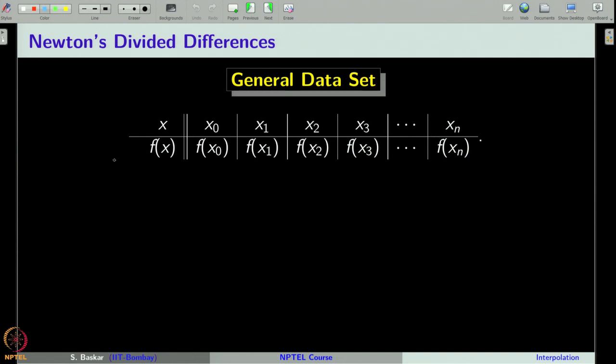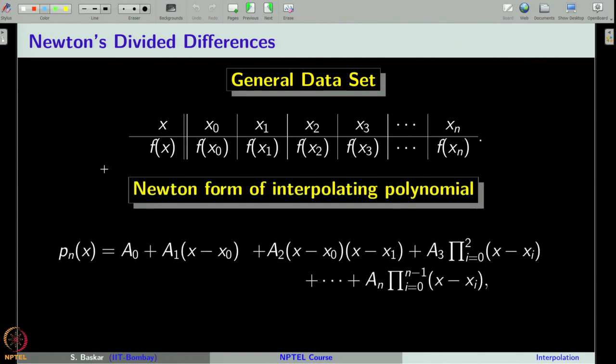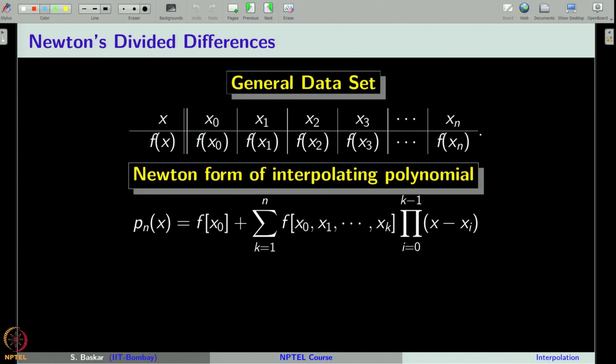Therefore, we will assume that the y values are generated from a function. If you recall, Newton's form of interpolating polynomial for the given set of data is given like this, where a k's are obtained in terms of the lower degree polynomials. Now, we will introduce a new notation f of x0, x1 up to xk for the coefficients a k. This is just a notation.